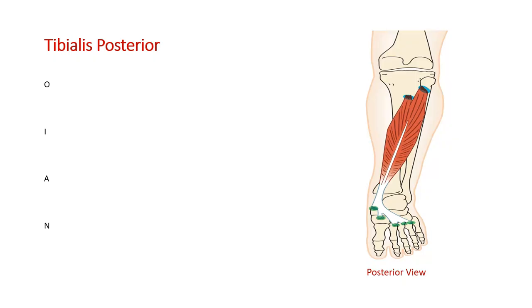Okay, so let's look at the origin and insertion. The origin is the interosseous membrane and adjacent to the tibia and fibula. Its insertion, it actually has multiple points of insertion here. So the navicular and most of the tarsals and metatarsals. So it has kind of a broad area where it attaches distally.